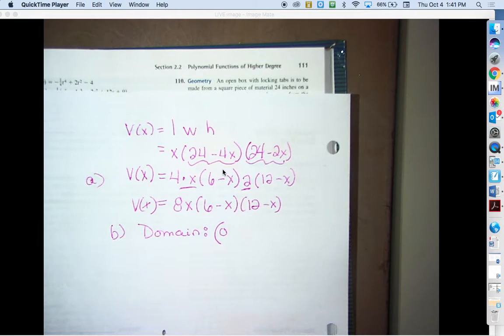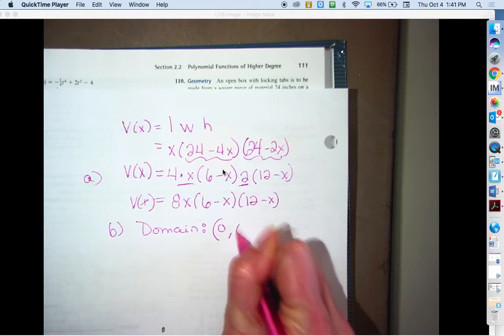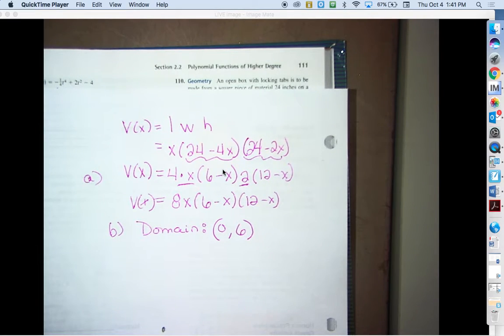Michael? It would be a 6 with a parenthesis, because you can't take 6 minus 6, because this side then would be 0. But I could do 6 minus 5.5, 6 minus 5.4, 6 minus 5.9. We just have an itty-bitty little box. So that's how the domain was created.